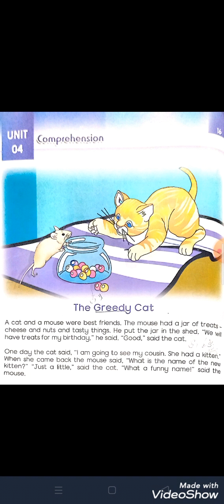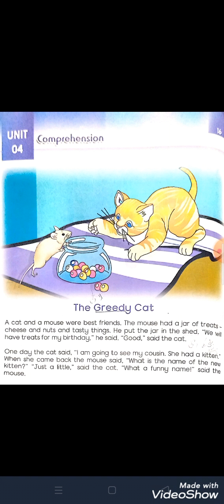A cat and a mouse were best friends. The mouse had a jar of treats, cheese and nuts and tasty things. He put the jar in the shed. We will have treats for my birthday, he said. Good, said the cat. One day, the cat said, I am going to see my cousin. She had a kitten. Kitten, small cat, okay? When she came back, the mouse said, what is the name of the new kitten? Just a little, said the cat. What a funny name, said the mouse.